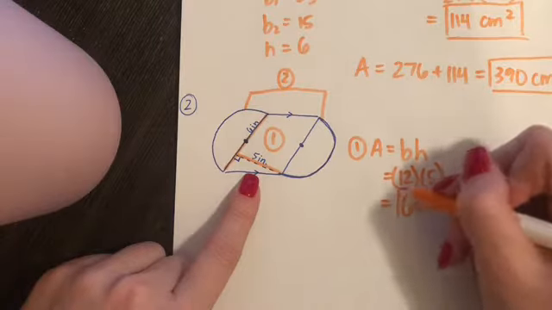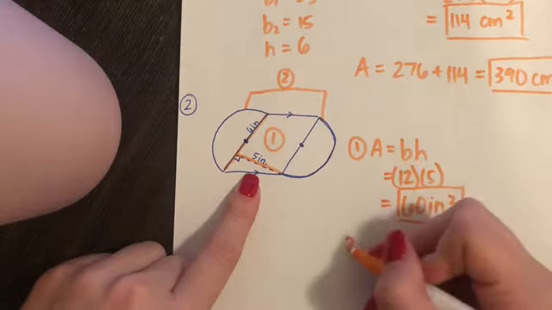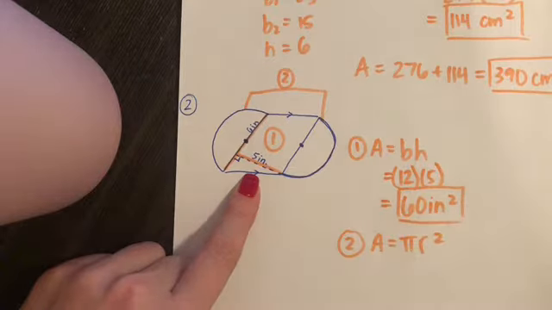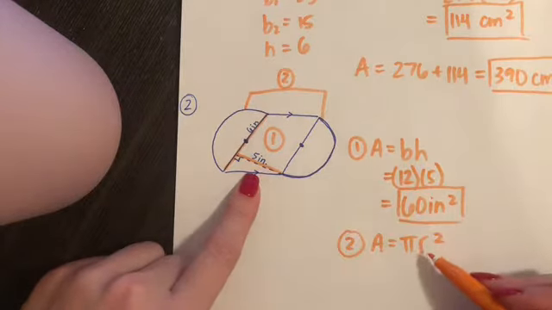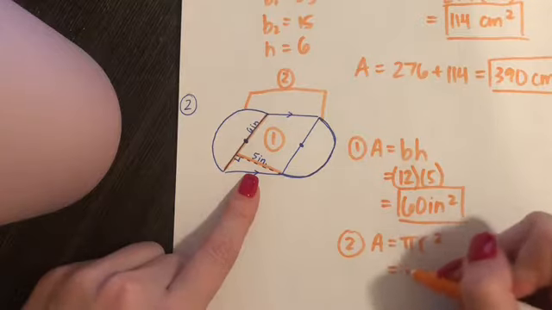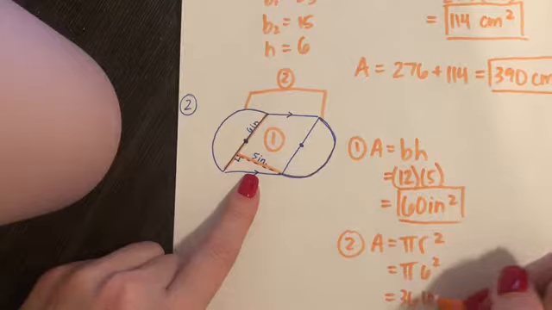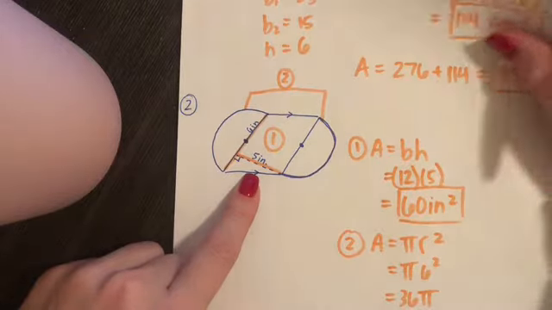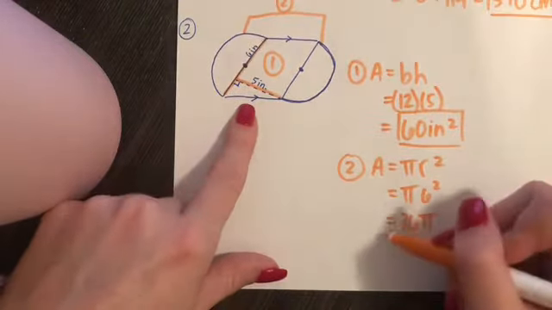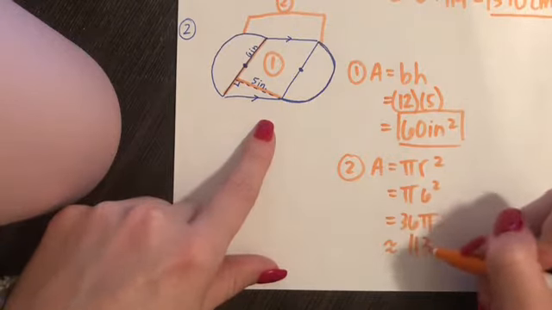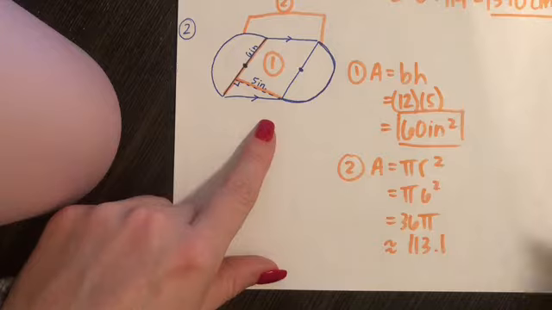All right, then let's find the area of the circle. Area of the circle is pi r squared. My radius is 6, so let's plug this in. 6 squared is 36. And if we want to give an approximation, we can punch this in our calculator and get that this is about 113.1 inches squared.